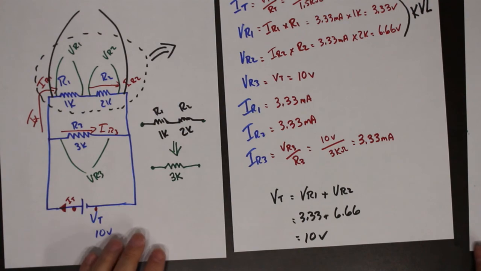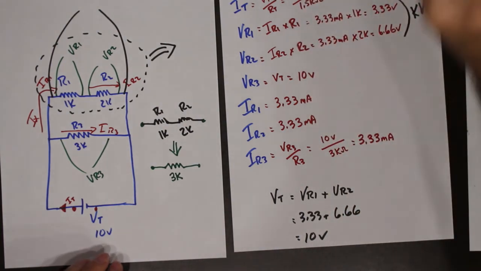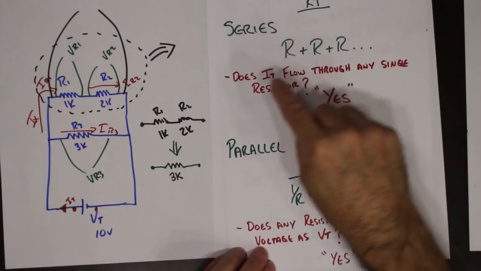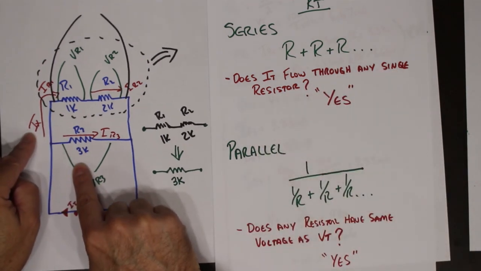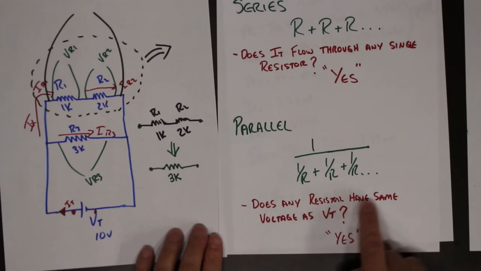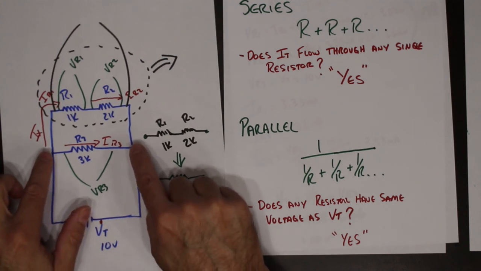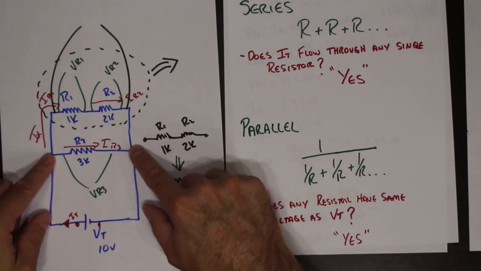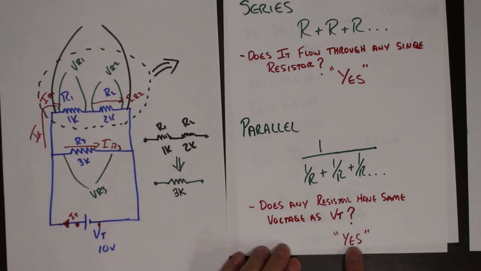for a combination circuit. So the first thing we must do is identify things in the circuit and then ask ourselves these two questions. Does IT flow through any single resistor? No, it splits before it gets to them. So therefore, this is a no. Does any resistor have the same voltage as VT? Well, here's VT, and I follow that up, and you find out that that voltage and that resistor are connected directly to each other. So that means that the voltage across this resistor is the same as the supply. So the answer to that is yes.